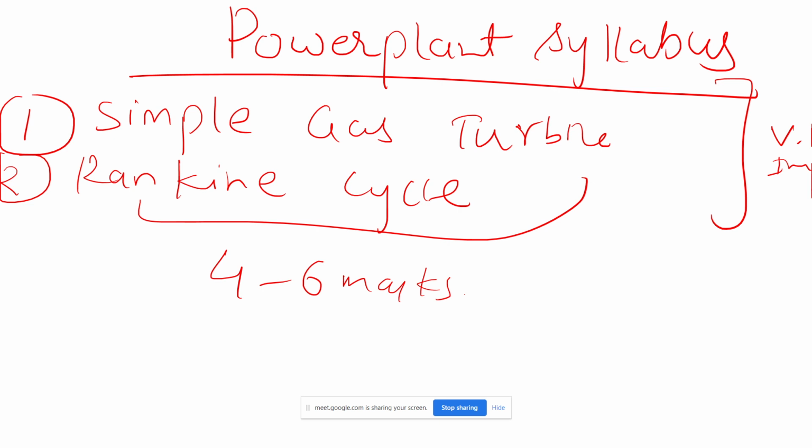The other part which is also there is the compressor, which we will discuss in short because I haven't seen any questions from it frequently. The first two topics are very important, so we'll start with this gas turbine only.